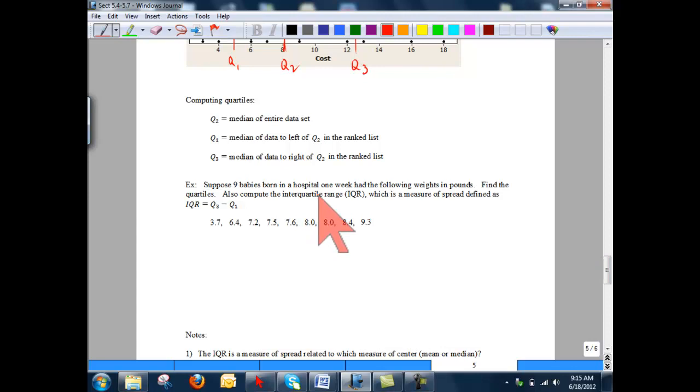The example that I'm going to use is, suppose that 9 babies were born in a hospital one week and had the following weights in pounds. Find the quartiles of the birth weights, and then we'll also find something called the interquartile range.